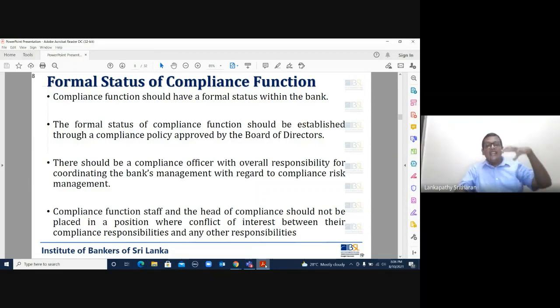So, at the top management level, they have to recognize that this is the compliance function, and this is the chief risk officer, and they have to encourage all the staff to comply with the requirements. That is the important thing, so we will discuss it under the compliance culture.